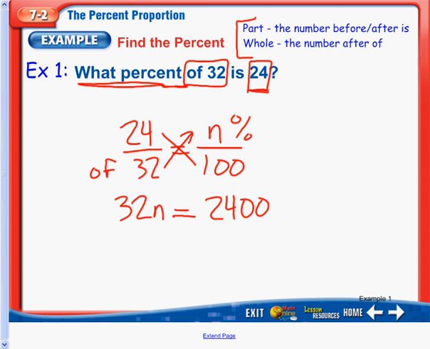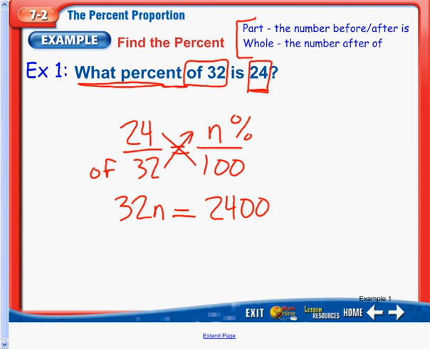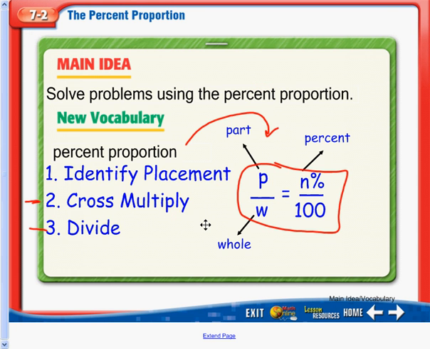So now we cross multiply there. That was our second step we just did. Now lastly we have to divide. Since we have more than one n, we're looking just for one n. So we need to divide both sides by 32. So 32n divided by 32. We also have to divide this next side by 32.